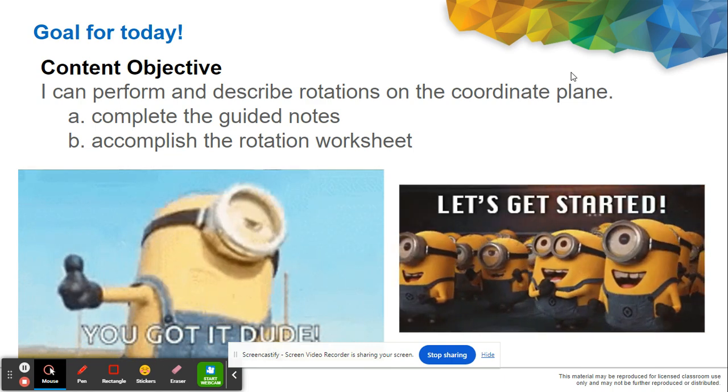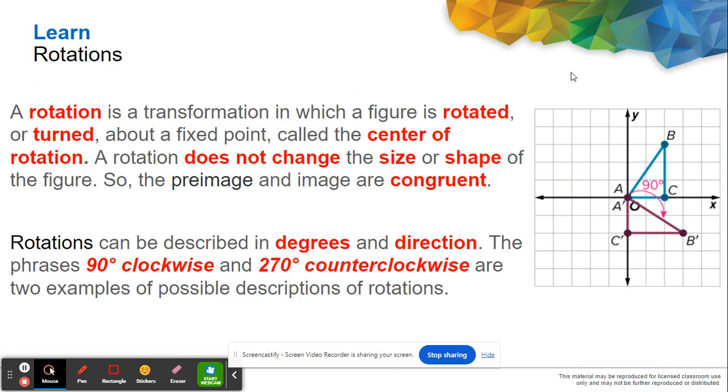So, let's get started. First, let us define what is rotation. As you continue with this lesson, you can pause the video for a while if you want to write your notes. A rotation is a transformation in which a figure is rotated or turned about a fixed point called the center of rotation. A rotation does not change the size or shape of the figure. So the pre-image, the original image, and the image are congruent, or the same with one another.